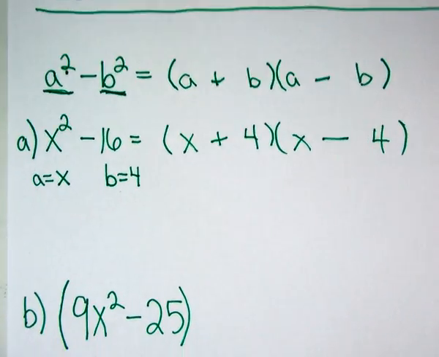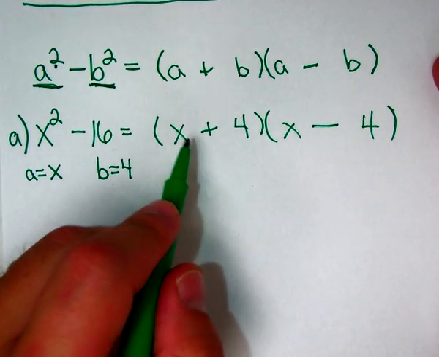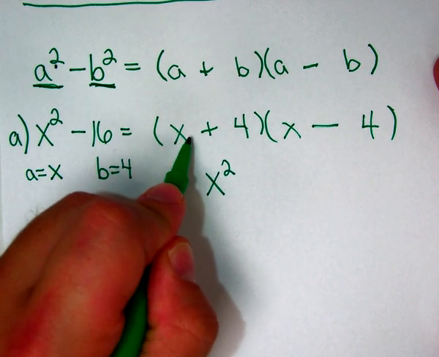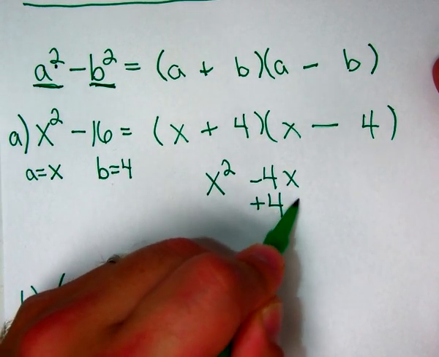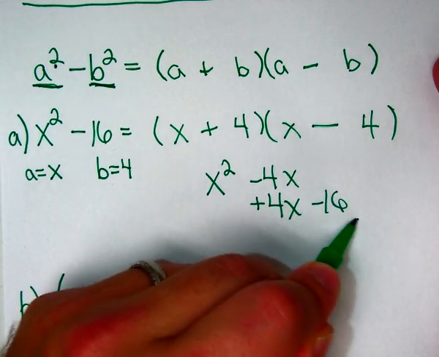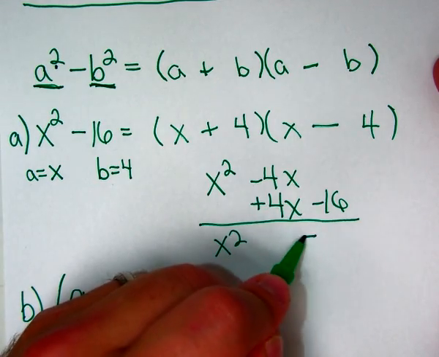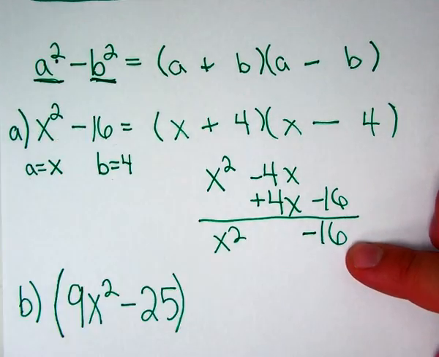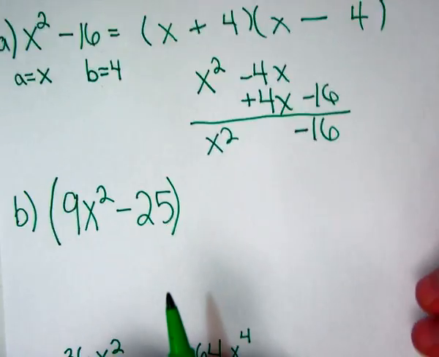Now, why does this work? Well, let's just go backwards. Let's say I actually decide to distribute this out. If I distribute it out, we end up with x squared, then minus 4x, then plus 4x, and minus 16. And what happens is the middle value, the negative 4x and positive 4x, cancel, and so we're left with this binomial x squared minus 16, which is what we had originally there. So that's the beauty of difference of two squares.